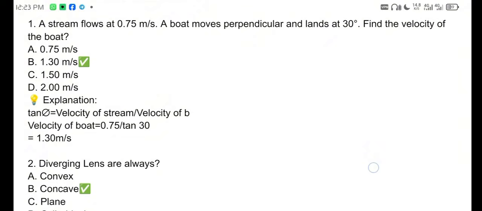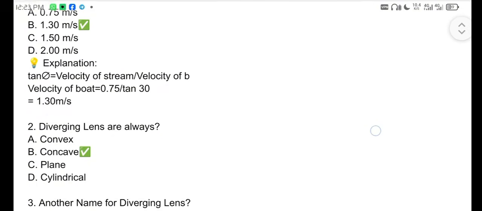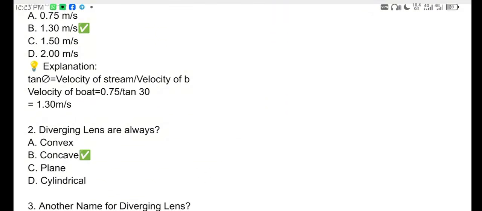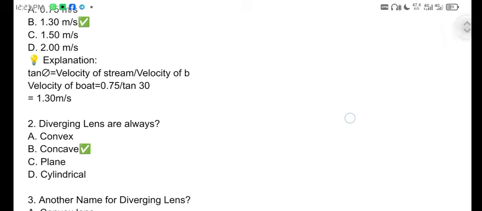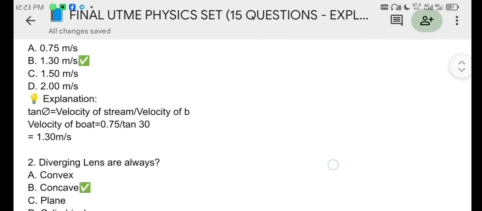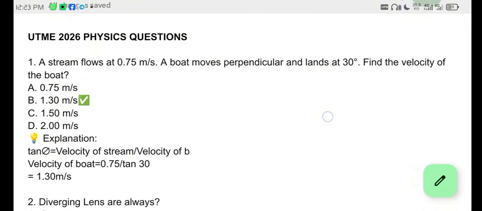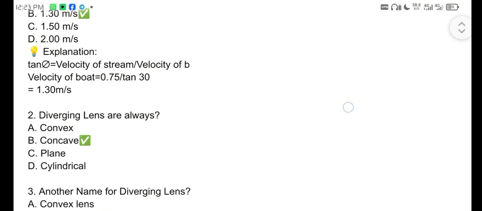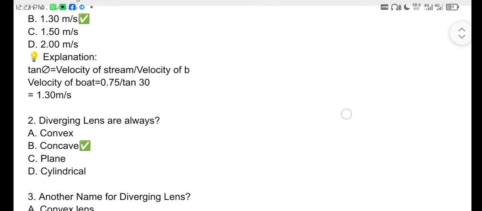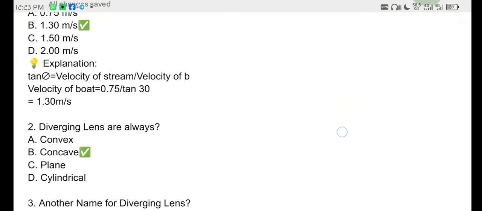Okay. So the explanation here says tan theta is equal to velocity of stream over velocity of boat. So velocity of boat, when you make it the subject of the formula, will be equal to what? Velocity of stream over what? Tan theta. Now from the question it says the stream flows at 0.05 meter per second. That is the velocity of the what? Stream. Okay, so 0.05 over what?